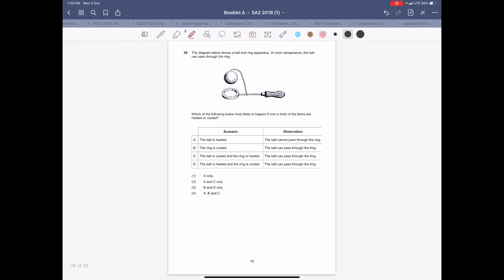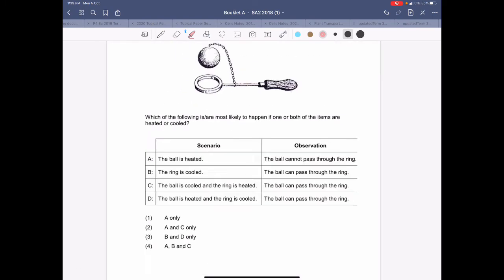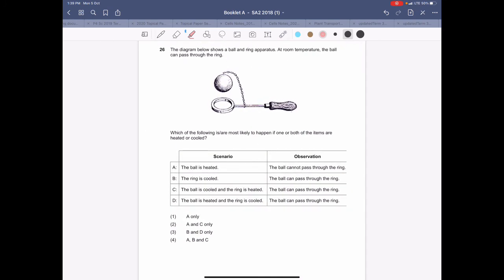Okay, 26. The diagram below shows a ball and a ring apparatus. Straight off, expansion and contraction once again. Which of the following is likely to happen if one or both items are heated or cooled? So once again, you know that when something gains heat, it expands. So what you should do is ask yourself, bigger or smaller?